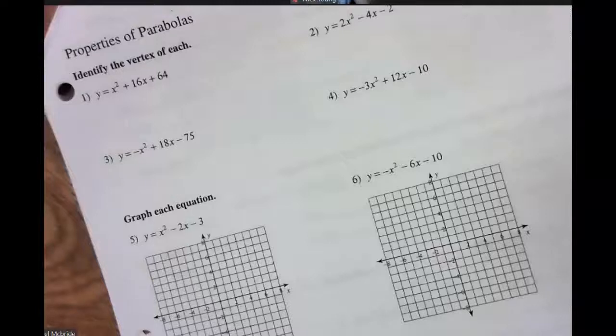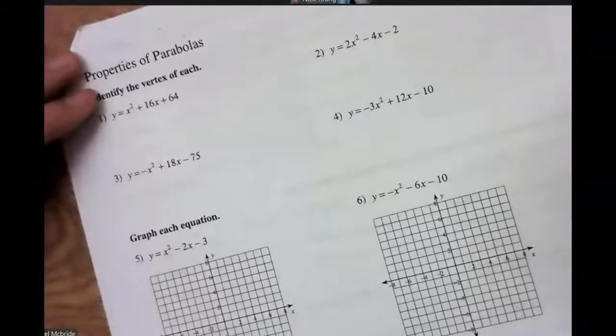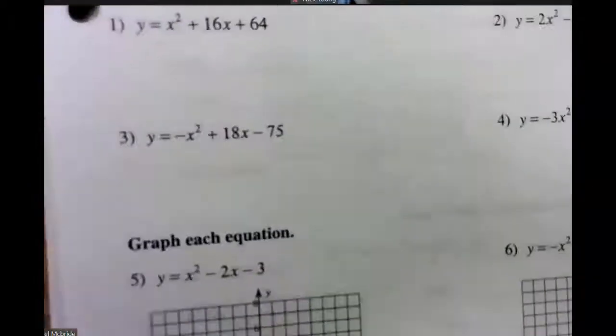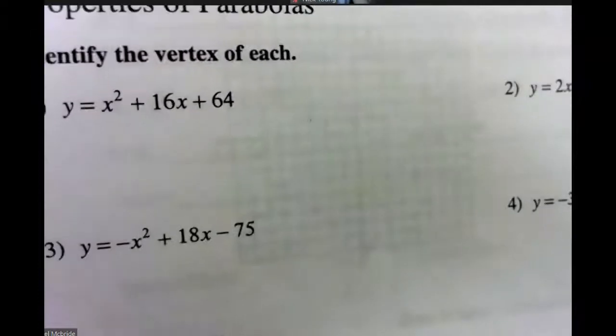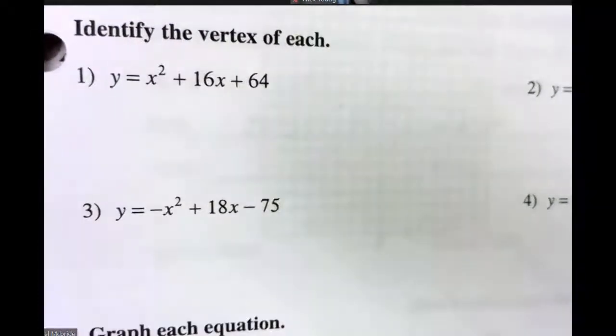So the first thing you want to do is identify the vertex. So in problems 1 through 4, we are identifying the vertex. In order to identify the vertex, you need to be able to look at the original equation, find h, and find k.